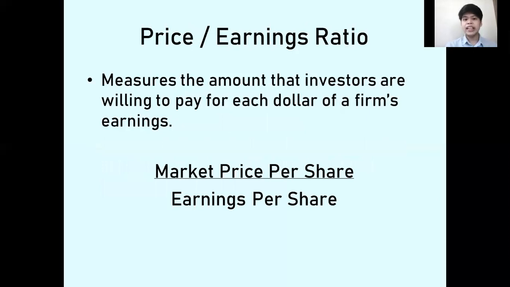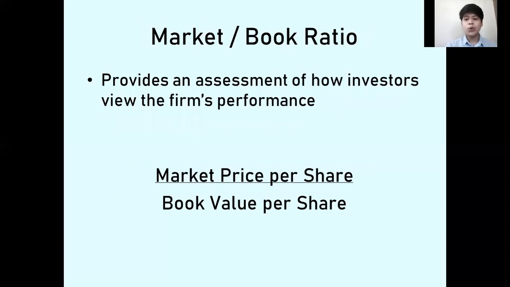So the first here is price to earnings ratio. It measures the amount that investors are willing to pay for each dollar of a firm's earnings. The formula here is market price per share divided by earnings per share. Now we have the market to book ratio. It provides an assessment of how investors view the firm's performance. The formula here is market price per share divided by book value per share.